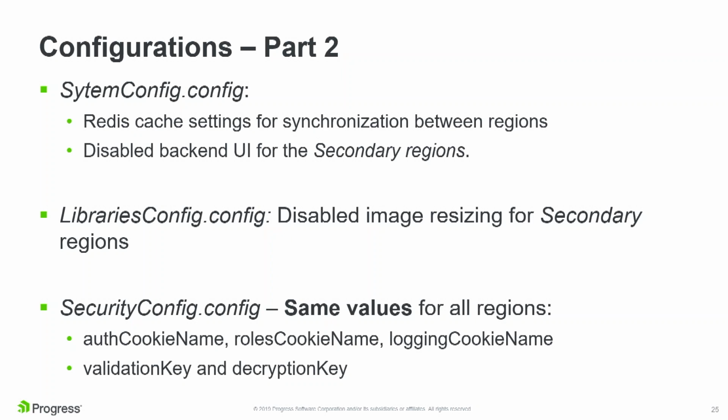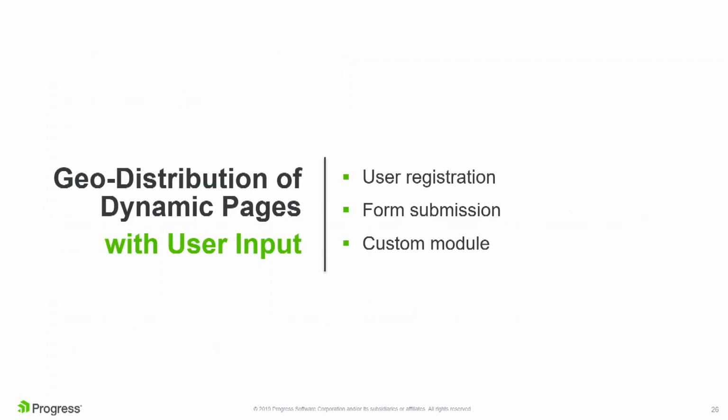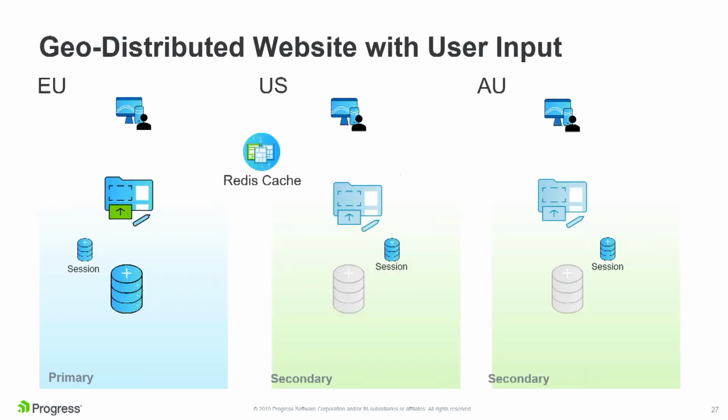So the next scenario that we're going to take a look at is the scenario where your website needs to collect some user input on the front end, like user registration or form submission, or for example, some custom module that is persisting some data. So the setup looks pretty much the same. We have the three regions, one of them being primary, the European one, and the other two secondary regions. And we also have the three instances, the Redis cache, and then the databases configured in data replication.